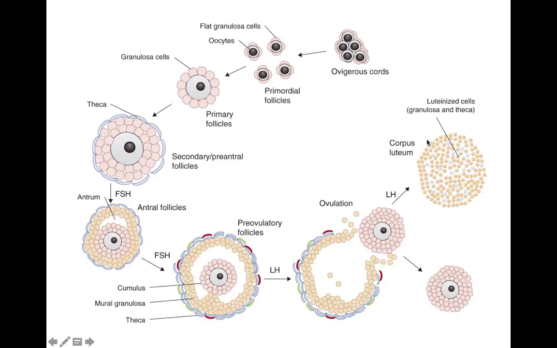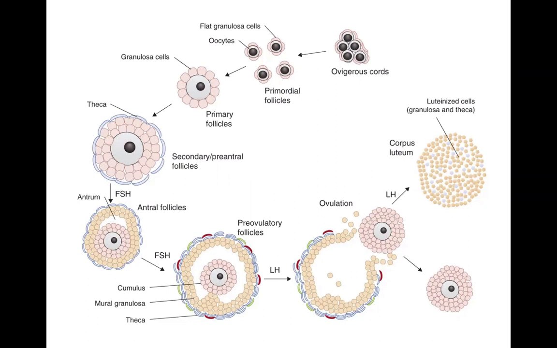What is left behind is known as corpus luteum. This corpus luteum is very, very important, remember, because number one, it produces a hormone which is known as progesterone, which is very important for implantation and pregnancy. And number two, it is the byproduct or what is left behind of the follicles.